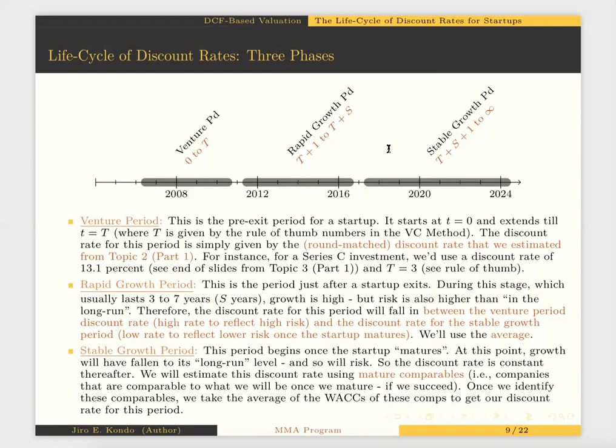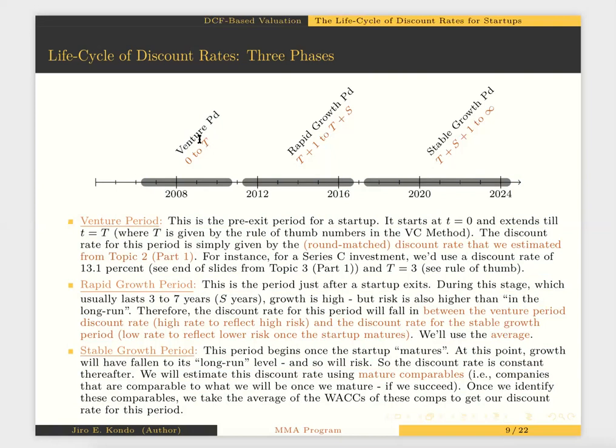Right. And so the way that we're going to do that is we're just going to estimate 3 discount rates. A high discount rate that we think applies for a startup during what I call its venture period. So the period of time starting now, the point in time where we're valuing the startup, until its anticipated exit date, T, right? Again, where we would have some guidance on what value of T to use on the basis of which round of funding a startup is raising.